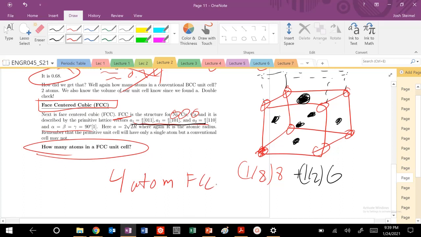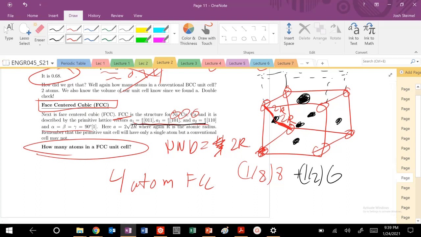What's my nearest neighbor distance? Well, it's this distance right here. We know that this is 2R, and we also know that this is going to be 2R as well. So our nearest neighbor distance is equal to 2R. It can never be greater than 2R. Always 2R.